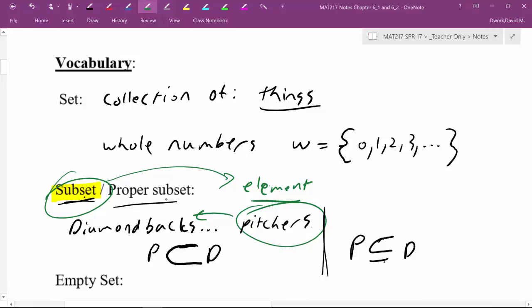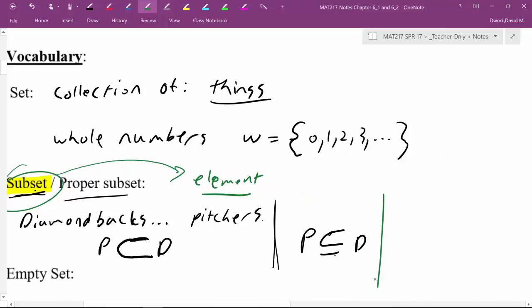Okay, now what is a proper subset? Well, the idea in a proper subset is saying it can't be everybody, because then it's not a subset anymore. Now it's just a set. So, for example, the Diamondbacks, I'm going to do a new little example here. Let's talk about M represents all of the males on the team. F represents all of the females on the team.